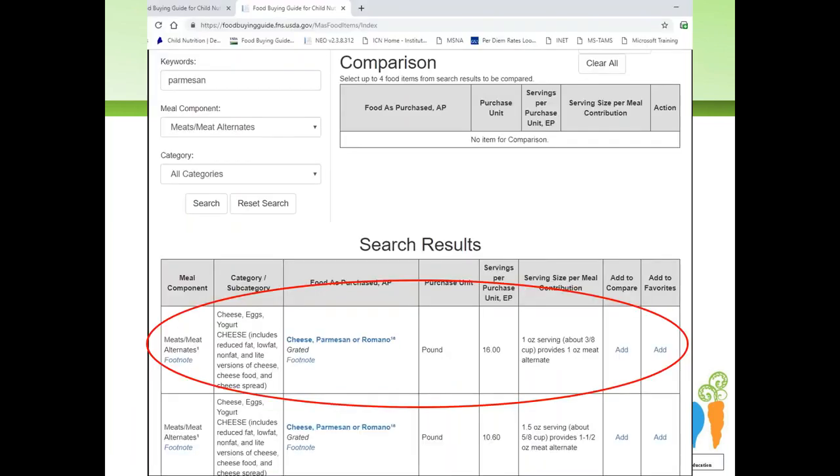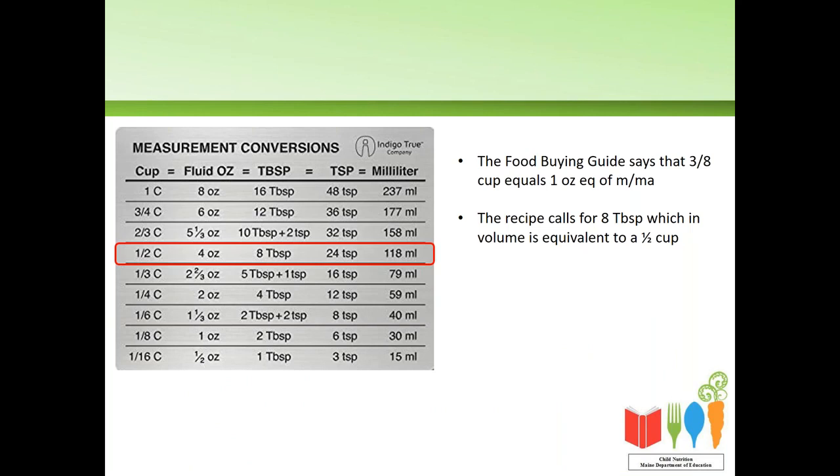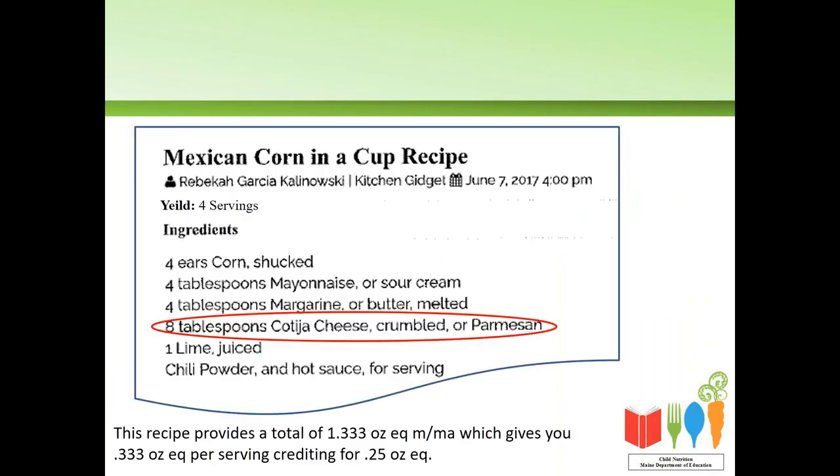Next, we're going to look at the cheese. According to the food buying guide, a 1 ounce serving, or approximately 3/8 of a cup, will provide you with a 1 ounce meat alternate. This recipe called for 8 tablespoons, which in volume, according to this measurement conversion chart, is about a half a cup.